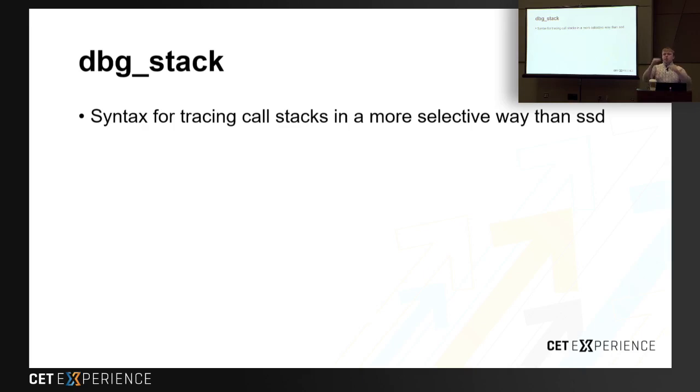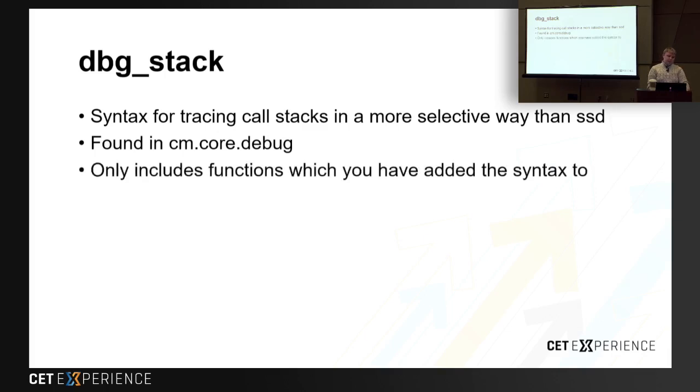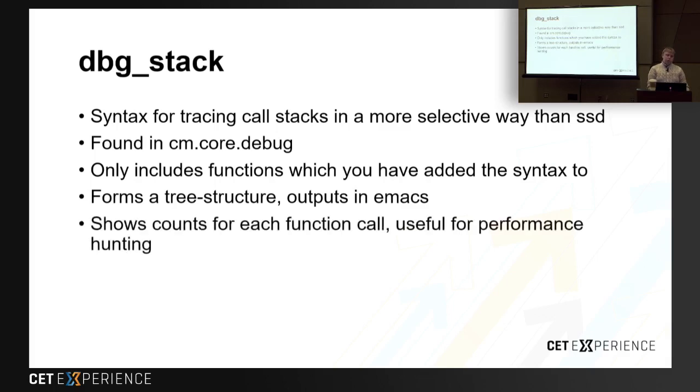It sort of shows you a stack, but in a sort of a tree structure with counts on calls and stuff like that. It's found in cm.core.debug, so that's where we're going to access this. It includes only functions that you have added the syntax to. So like probes, for every function that you want to have in your debug stack, you have to just wrap it in that syntax. It forms a tree structure, outputs in Emacs, shows the call counts.